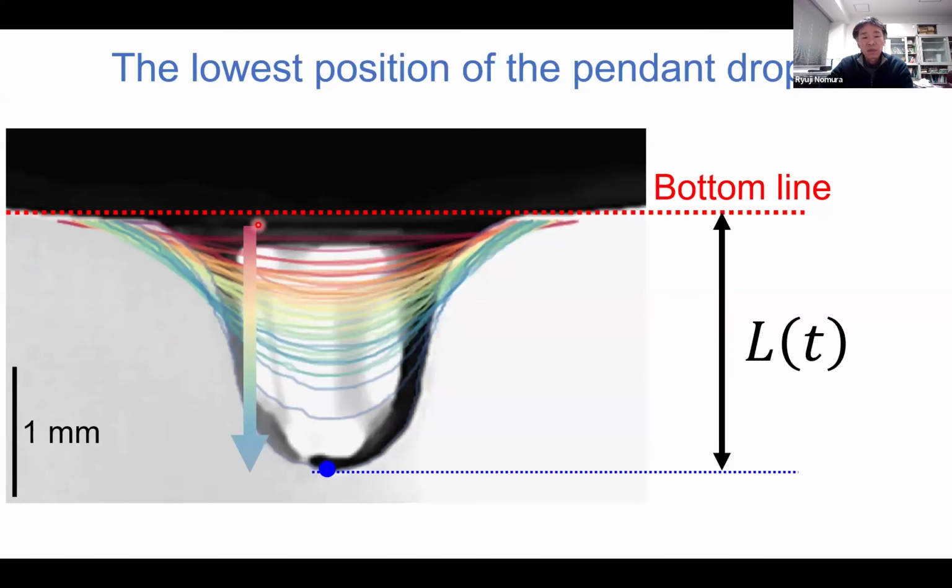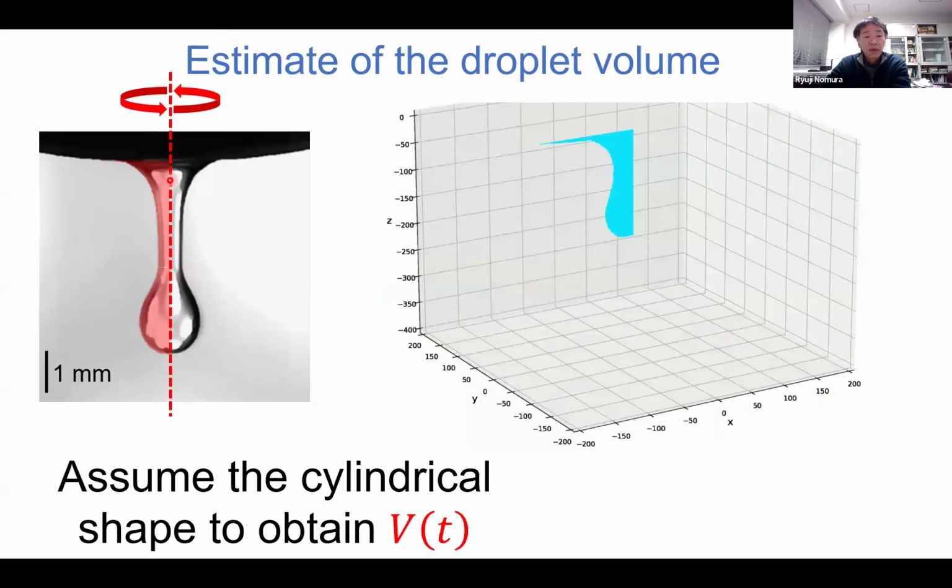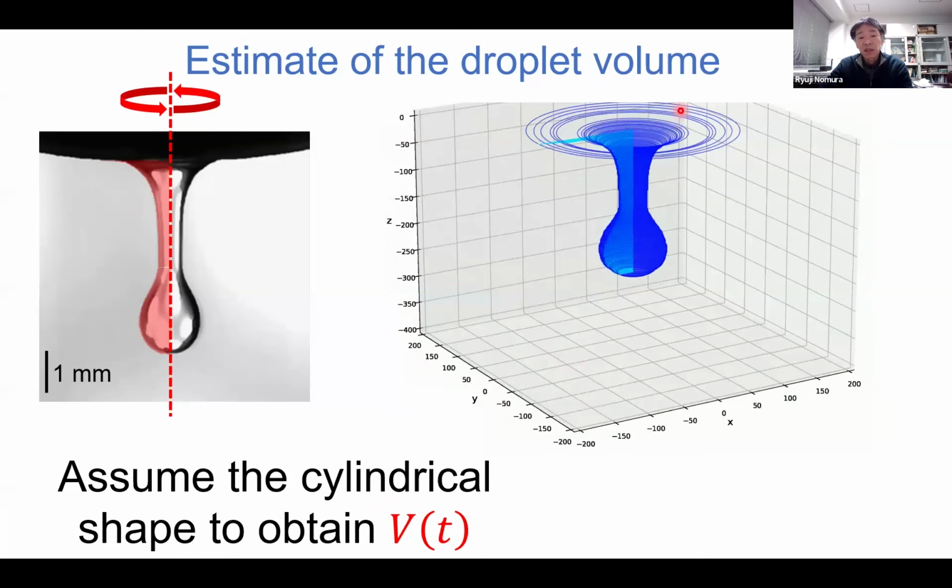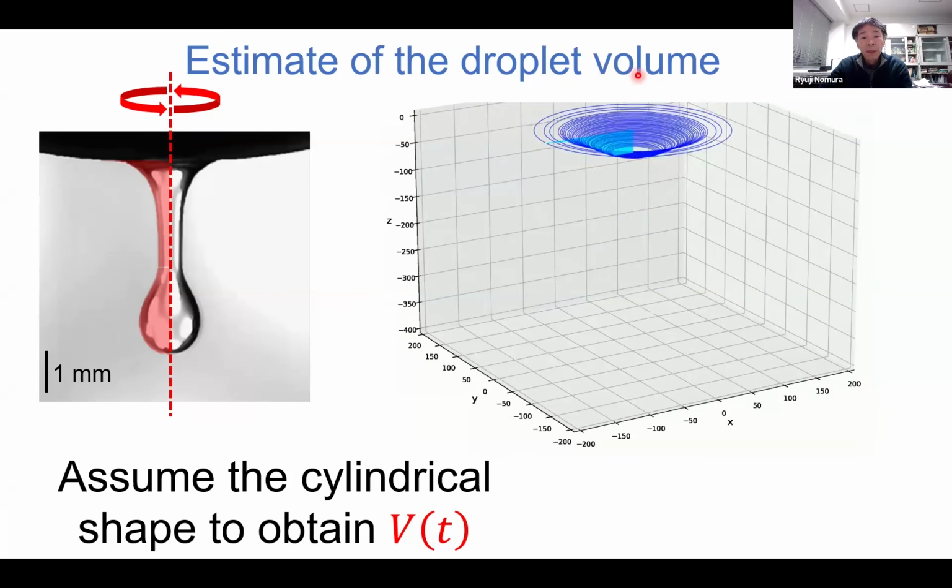So this is the bottom line of the cup, and the droplet oscillates in this way. We measure this length of the droplet as a function of time. This was the first thing we measured. We also measured the volume of this droplet. Because we observed only from one side, we assumed a cylindrical shape for this droplet. Then from this image, we estimated the volume of the droplet as a function of time.